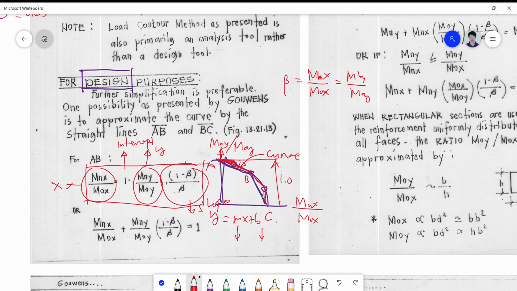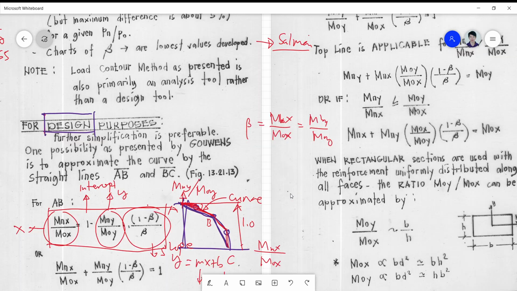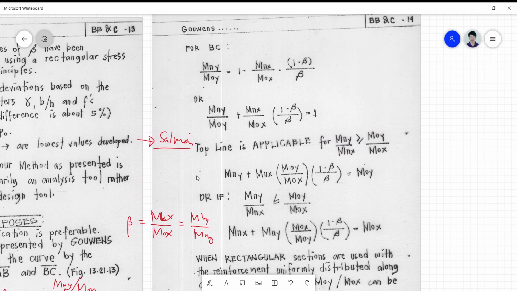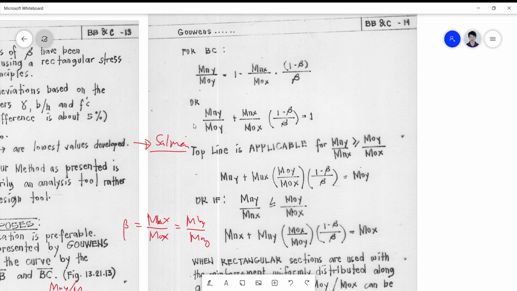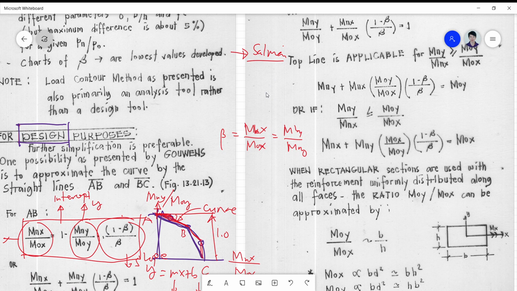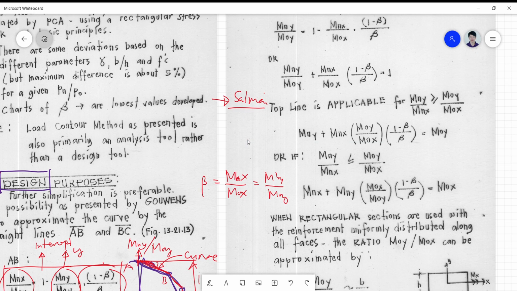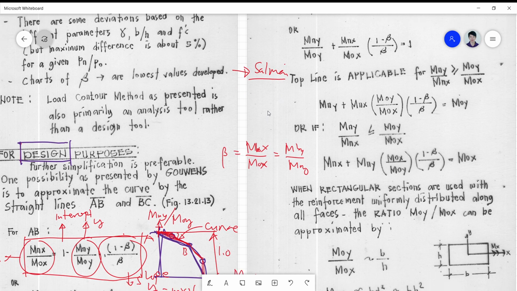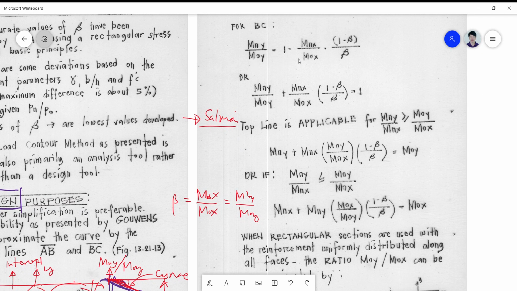Now for BC, same scenario, you just make use of such situation in order to get this formula for BC. The formulas look the same, of course, because they are symmetrical on the diagonal axis. But their placement of y and x are reversed. Nandito kanina yung MOX, nandito yung MNY. So, bumaliktad lang.